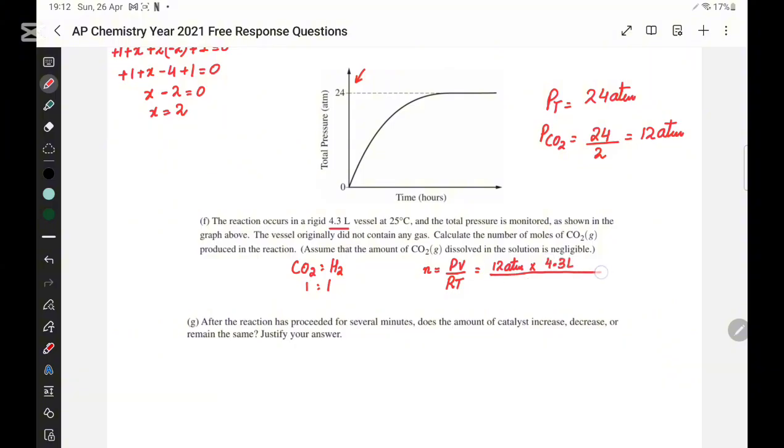and the value of R is going to be 0.08206 liter atm per mole Kelvin, times the temperature, that is 25 degrees Celsius. So you need to do 273.15 plus 25, that comes out to be 298.15. So that is 298.15 Kelvin, and the moles come out to be 2.1 moles of carbon dioxide.